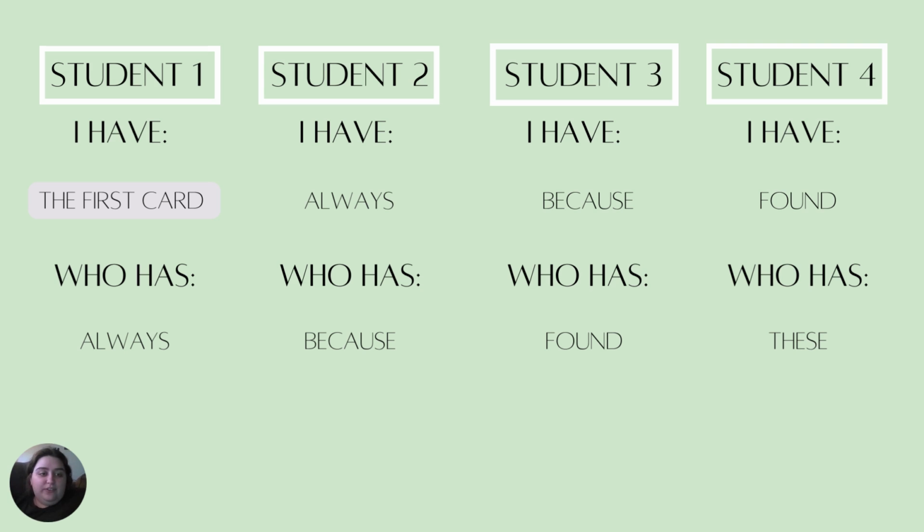The students look for the first card, which will be clearly labeled "I have the first card," and then they will say, "Who has always?" All of the students will look over their cards to see who has "I have always," and then that student will read out, "I have always, who has because?" Then the next student will go, "I have because, who has found?" The next student will say, "I have found, who has these?"